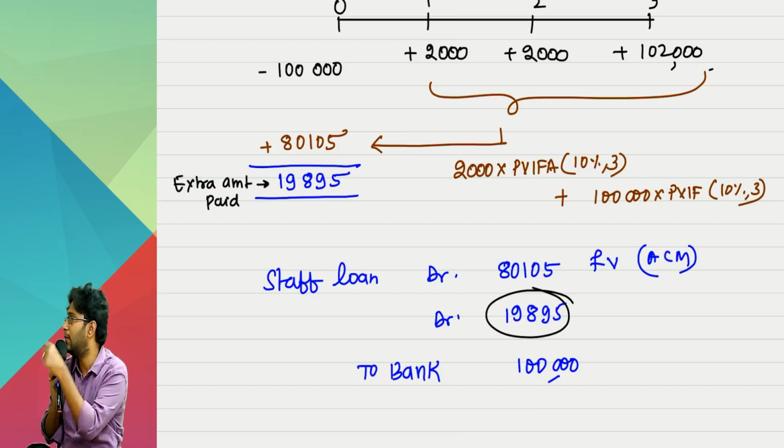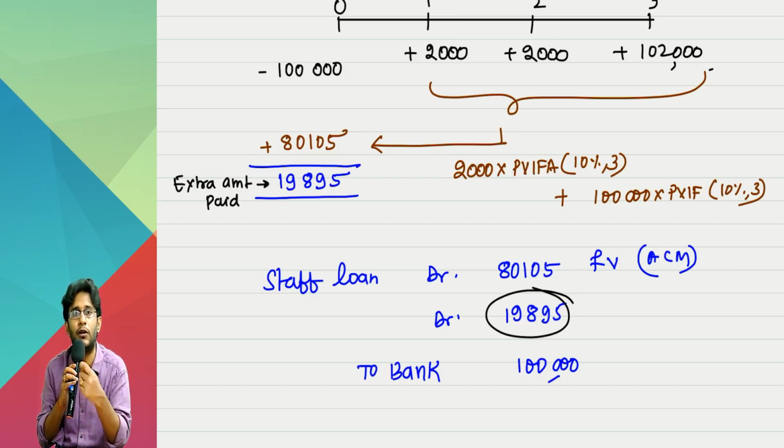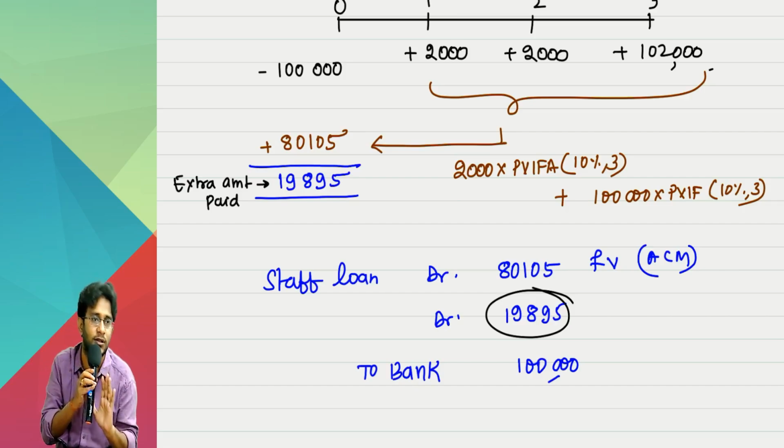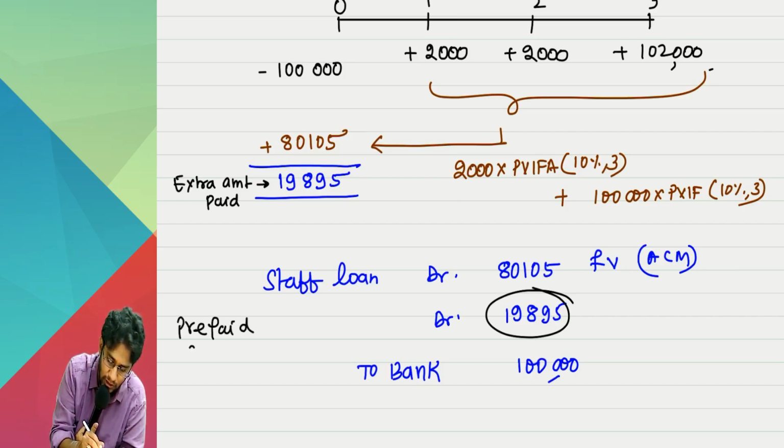That means money is not freely given. Money is the cost you are paying to the employee to retain him in the company for another 3 years. So for the next 3 years he will stay here and give you services. For that you are paying today 19,895. Benefit is going to come in the next 3 years. Therefore, we usually debit this to a prepaid expense, which we call prepaid staff cost.